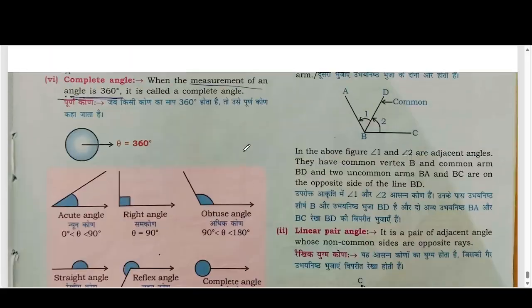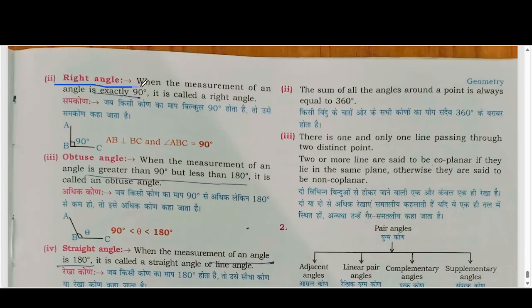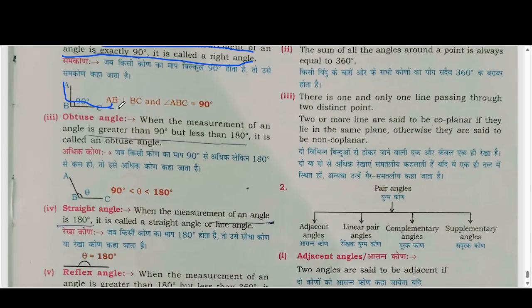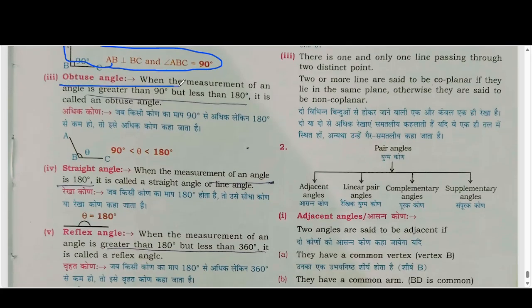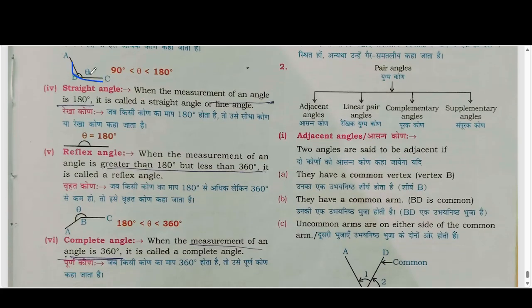Now move on to the next page. Right angle: when the measurement of an angle is exactly 90, it is called a right angle. 90. AB perpendicular BC and angle ABC is 90 degrees. Obtuse angle: when the measurement of an angle is greater than 90 but less than 180, it is called an obtuse angle. ABC is theta, and 90 is less than theta and theta is less than 180 degrees.